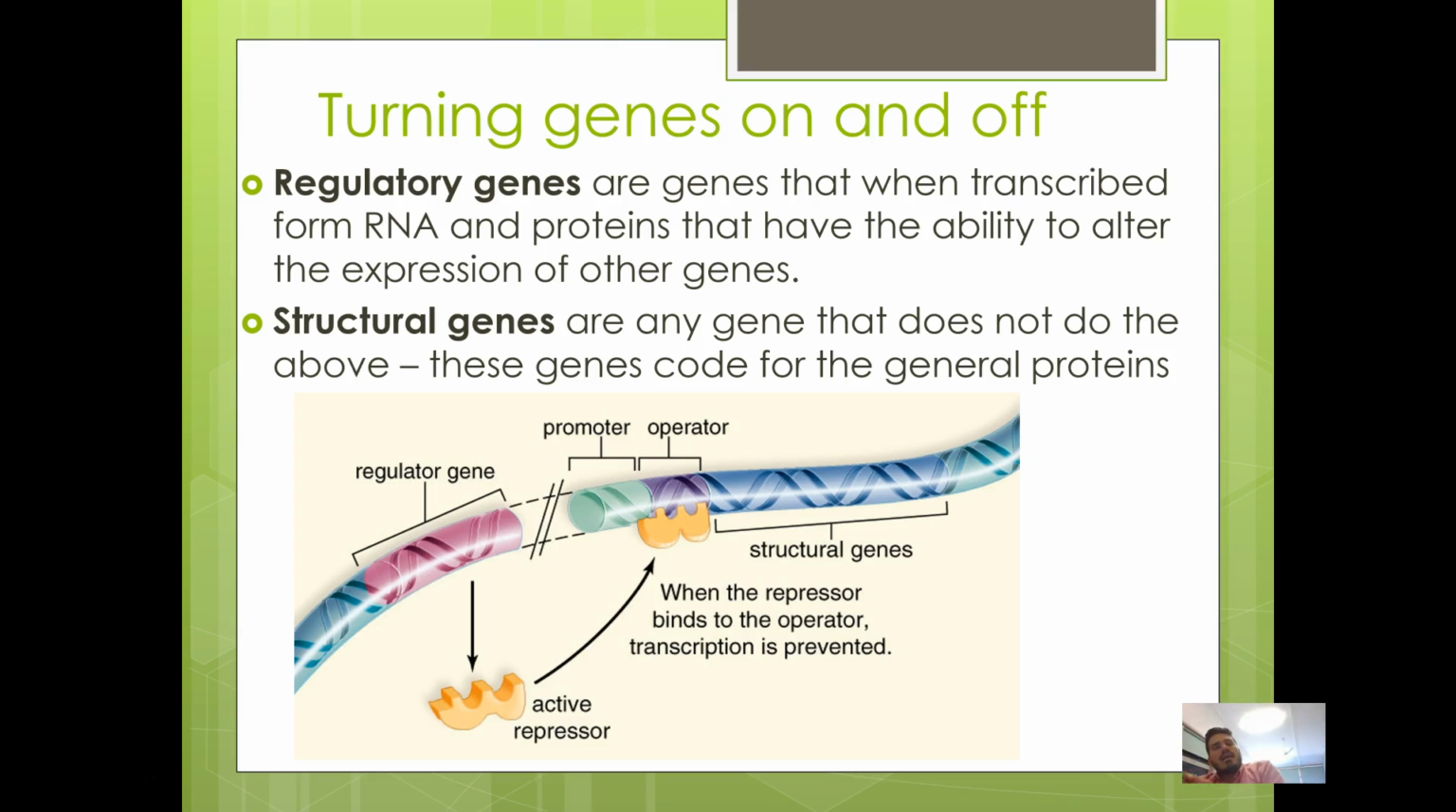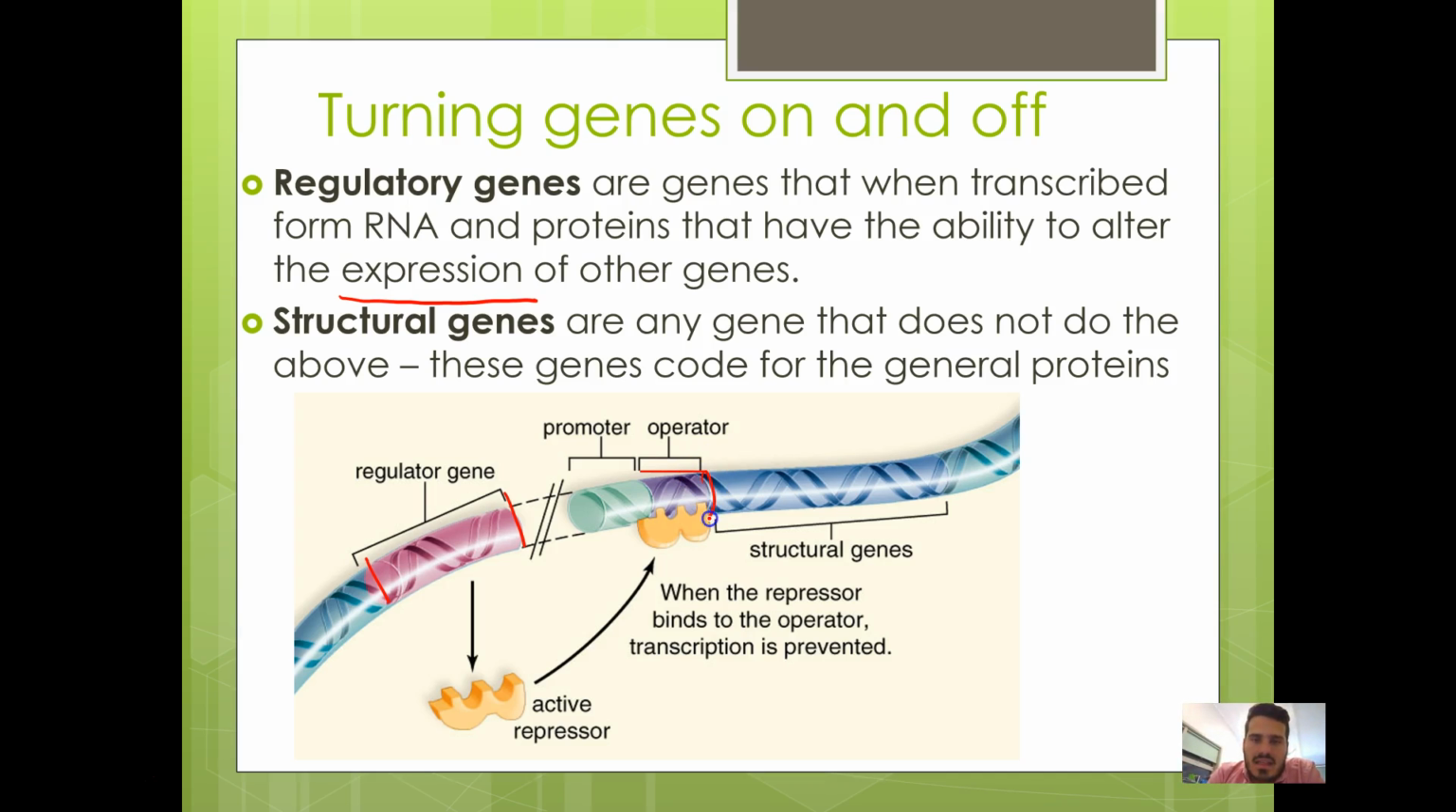All right, so how do cells talk about turning genes on and off? Cells actually have two different kinds of genes inside of our DNA, and the first kind is called regulator or regulatory genes. These genes transcribe and form RNA and then later on proteins called regulatory proteins, and they have the ability to alter the expression of other genes. Whenever you see this term expression of other genes, what we're talking about is the reading of genes to make some proteins. So these regulatory genes make proteins that control the making of other proteins, essentially.